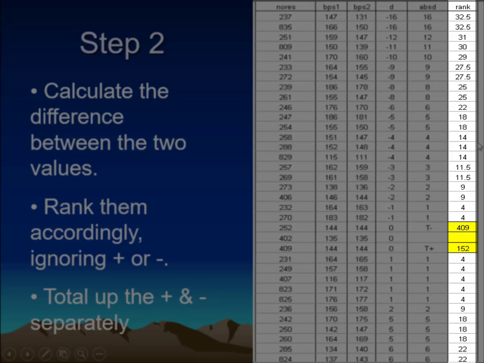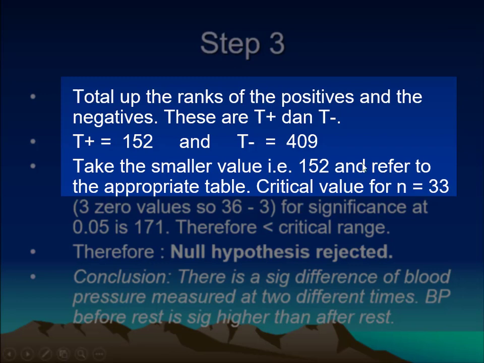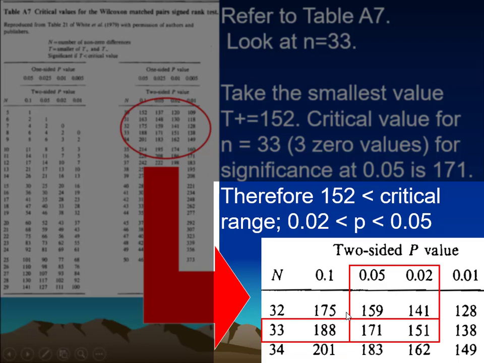So you got all these ranks, you give all the ranks, you sum up the ranks. You got 409 for the negative, you got 152 for the positive. So we put this into this. We take the smaller value, the 152, and we refer to the table. The table looks like this.